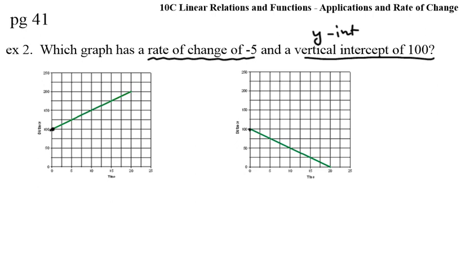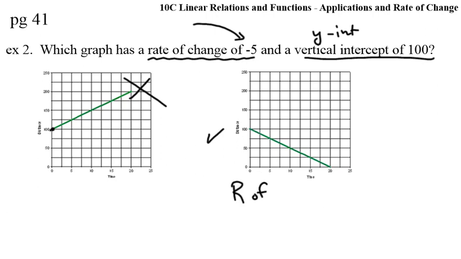What does the negative tell us? It tells us that it's going down. So the only possible solution there is the one that's going down. That one has a positive rate of change. So this one we would have to assume is a negative rate of change.